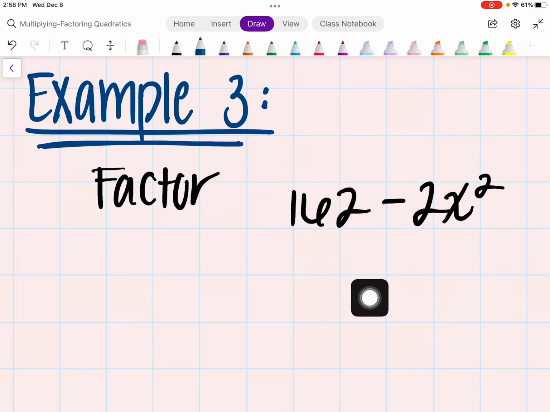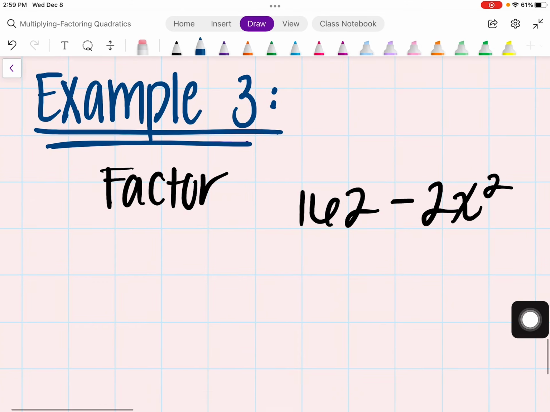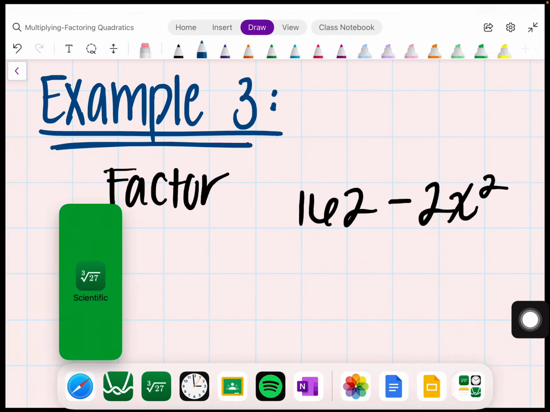when you have, in this case, a binomial expression that is being subtracted, where both of the terms are perfect squares. So the first question you want to ask yourself is, are 162 and 2x squared perfect squares? If we don't know that off the top of our head, we could actually take out the calculator. Let me go ahead and bring out a calculator here.